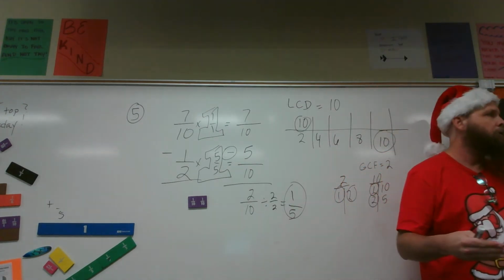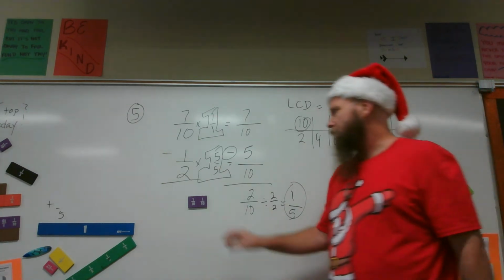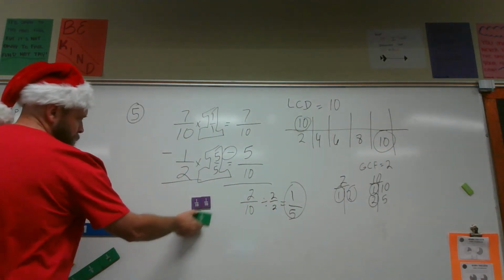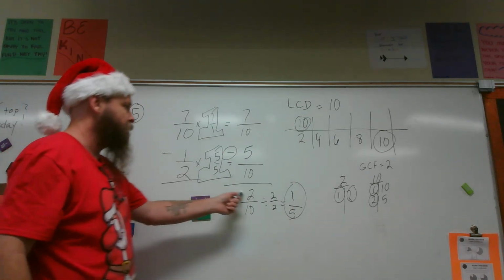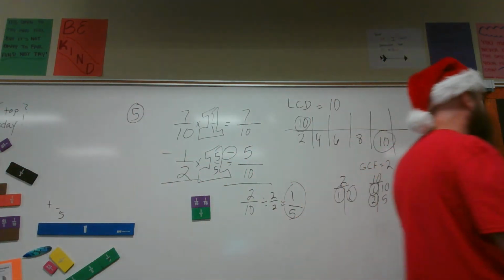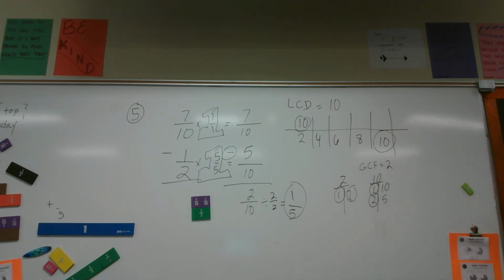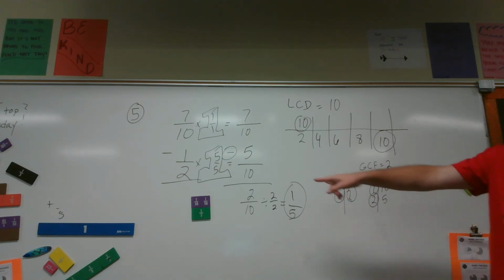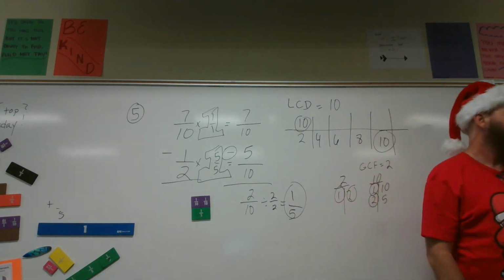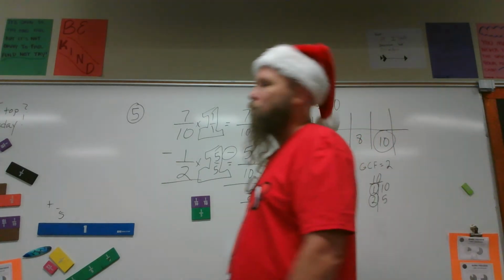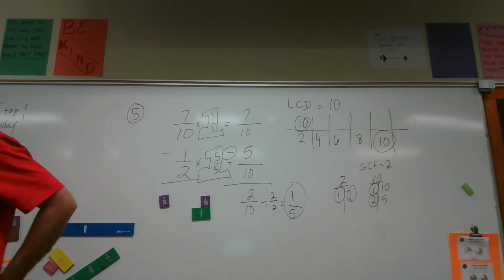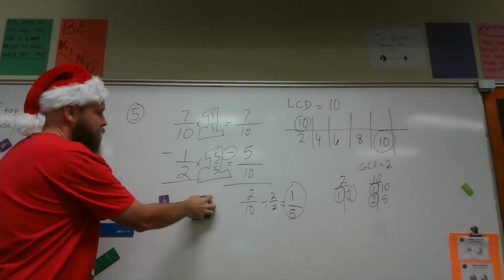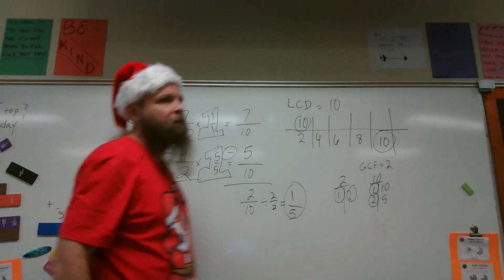Wait, is it 2/5 though? No. 2/10 and 1/5 are equal, because I divided, 2 divided by 2 is 1. And I can show you and prove it that 2/10 is exactly 1/5. Half of 1/5 is 1/10. So you can do it that way.